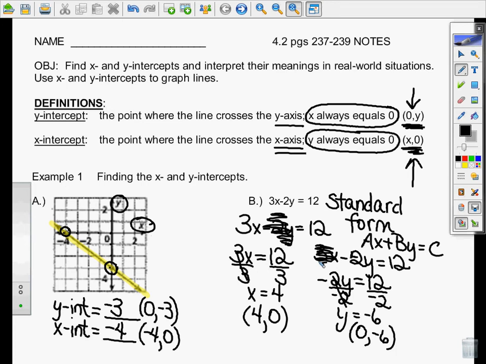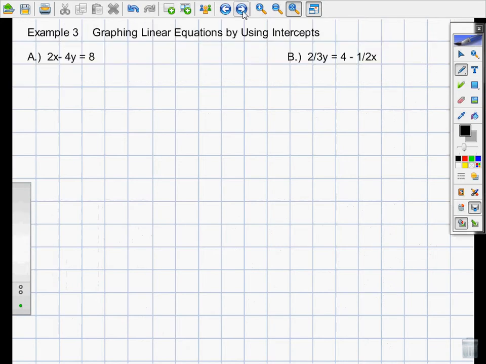Thompson again, and we're actually going to move to example 3. I'm on the very first page of your notes to emphasize to you that example 3 is where we're going to use the x and y intercepts to graph lines. So that's where we're going to go right now. If you'll flip your page back to example 3, we'll get started.